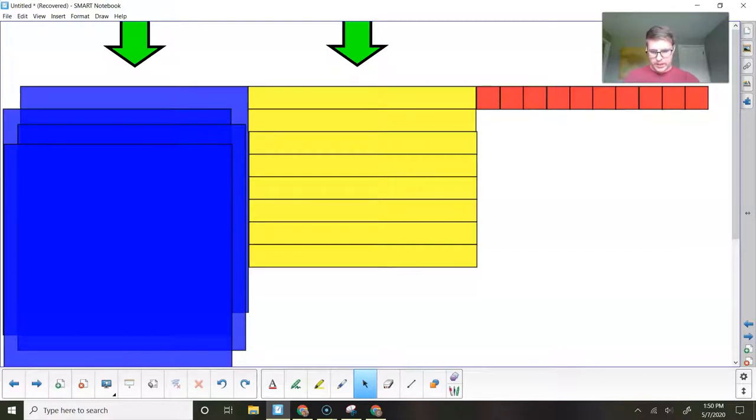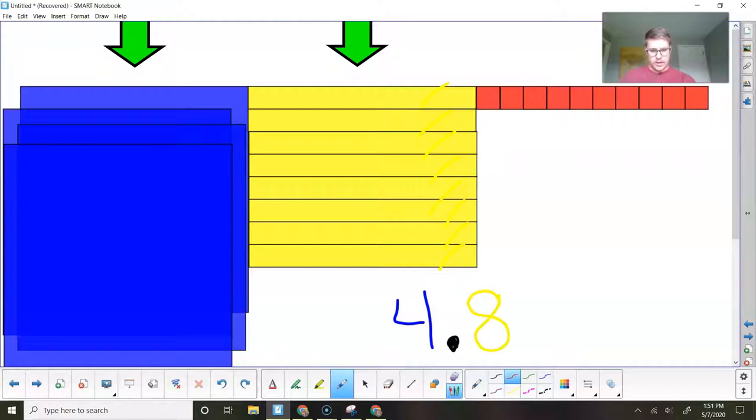Hopefully that's enough time here to lock in your answer. Start with the biggest. How many ones do I have? How many blue squares do I have? One, two, three, four. All right, so I've got four wholes. Then I'm going to need my decimal point because I'm dealing with a decimal, or as you'd say, a fraction less than one. All right, how many tenths do I have? One, two, three, four, five, six, seven, eight. 4.8. And how many hundredths do I have? One, two, three, four, five, six, seven, eight, nine.